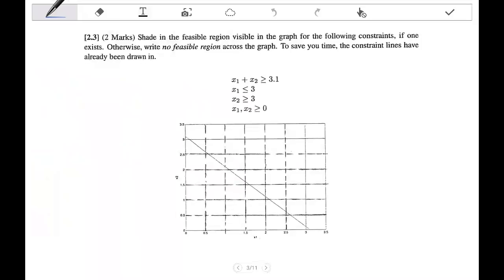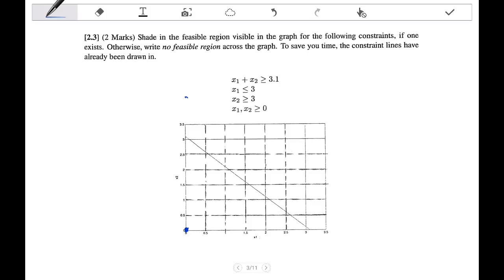We have another one, which is the very same question, but this one is a little bit tricky. They say shade in the visible region in the graph for the following constraints if one exists. Otherwise, write no visible region across the graph to save your time. The constraint lines have already been drawn in the graph. I already told you the procedure. The first thing to do is to identify the origin. Our origin here is 0 and 0. So there's no need to identify it because it's here.